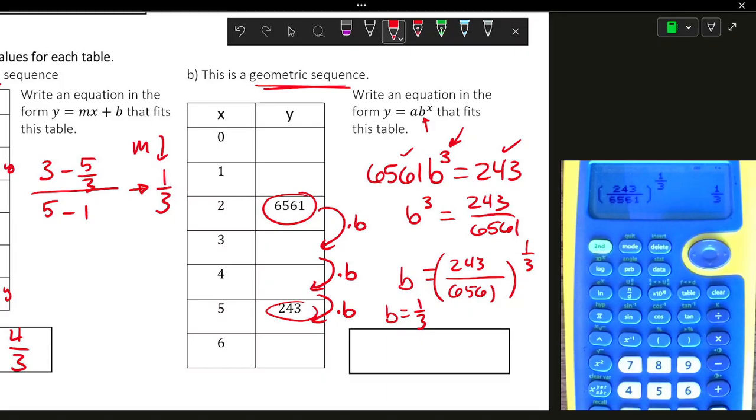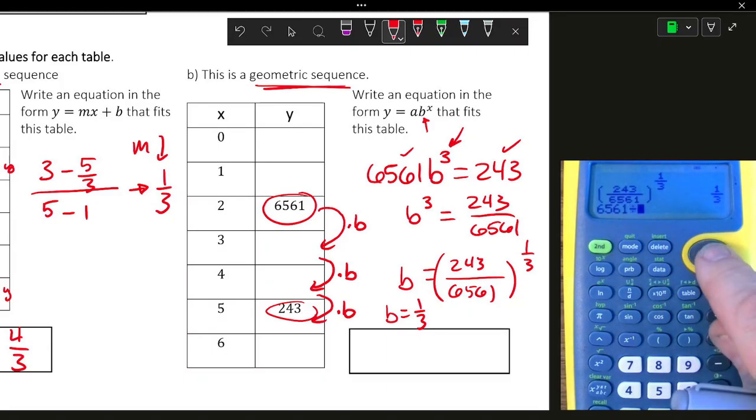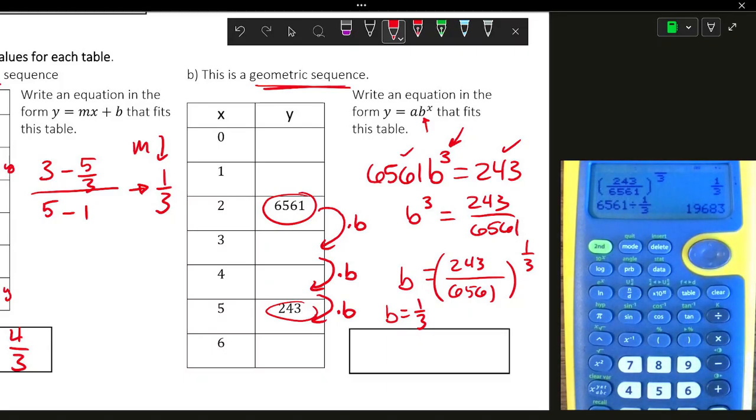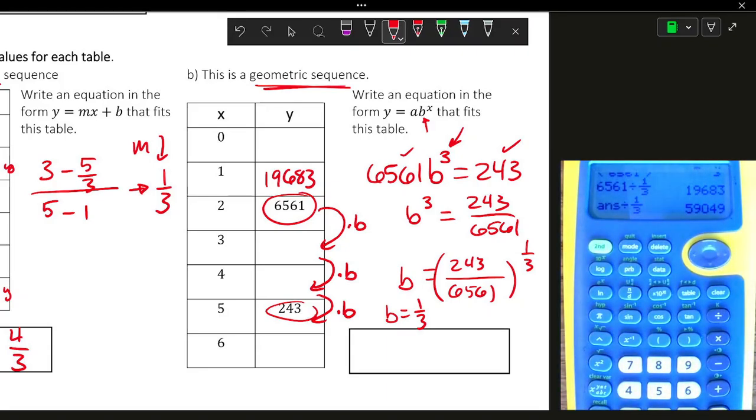Let's fill in our missing terms. So if I take 6561, and instead of multiplying by 1/3 to go forward, I'm going to divide by 1/3, and I get 19,683. And I'm going to take that, and I'm going to divide it by 1/3 also. I get 59,049.